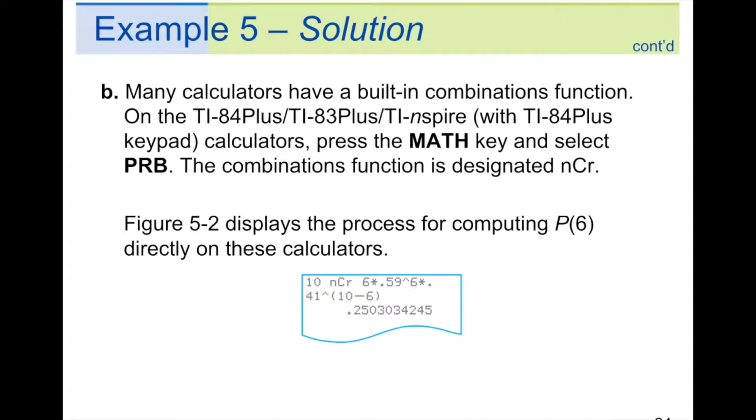Then you multiply it by p to the r, so 0.59 to the 6th, and you multiply that by q to the n minus r, or 0.41 to the 10 minus 6. And you get about 0.25, 0.3034245, or we just rounded to 0.25. So that's a different way to calculate it. You can do it by hand, or you can just plug all that into your calculator.